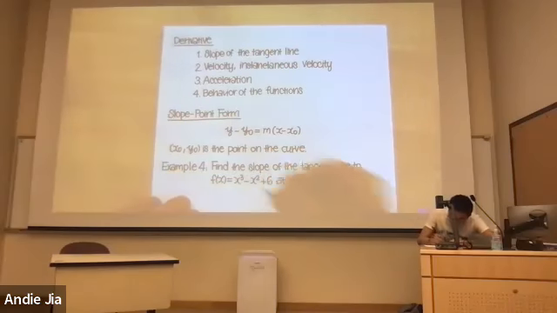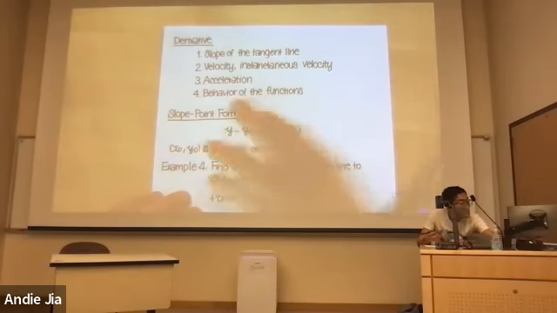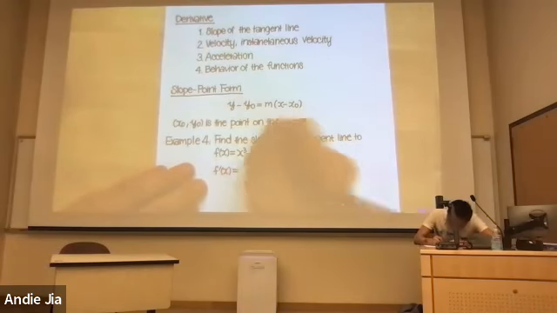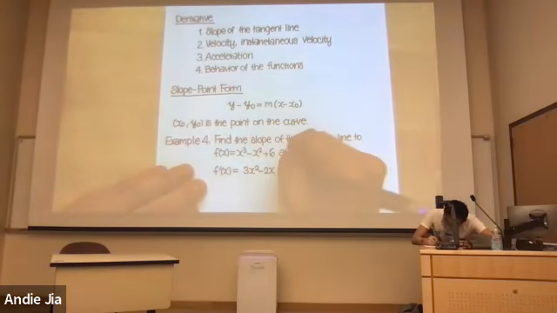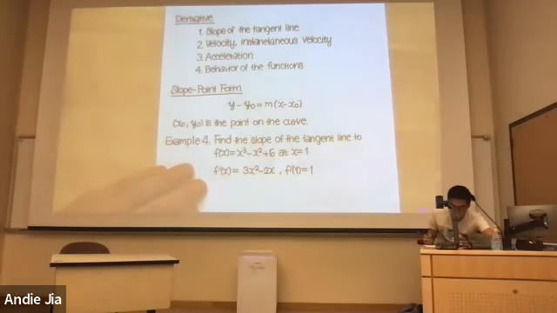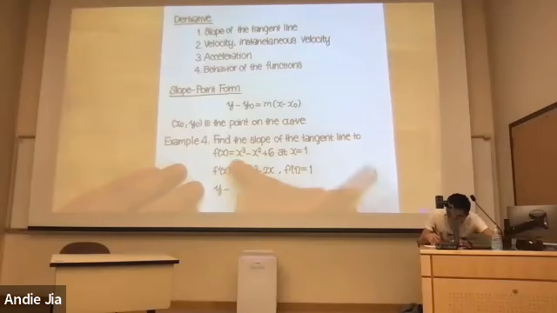So we find f prime of x. It is the power rule, right? 3x squared minus 2x. And f prime of 1 is 1. So the slope of the tangent line is 1, and y0 is going to be 6.